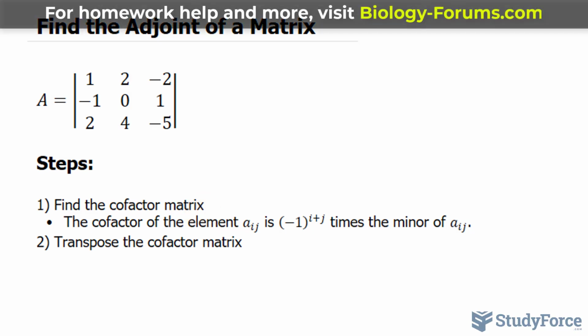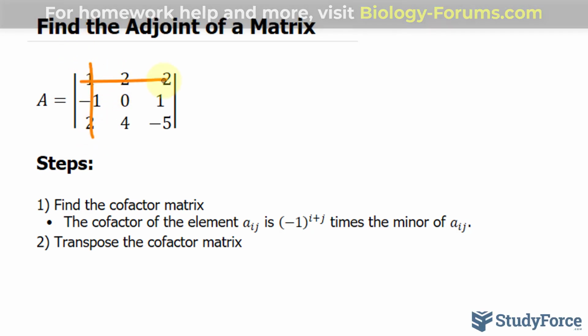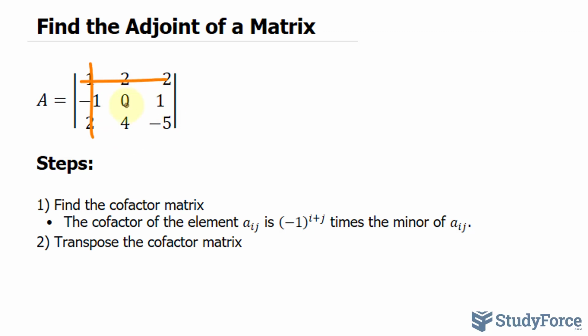The way you do that is you cross out one row and one column at a time. So if I cross out this column and this row, I end up with this minor matrix. We have to find the determinant of that minor matrix, and then multiply it to the cofactor of the element shown right here.